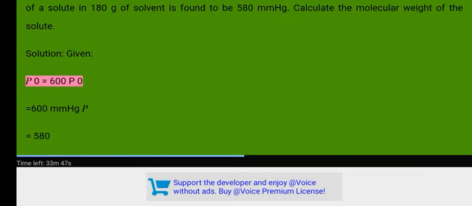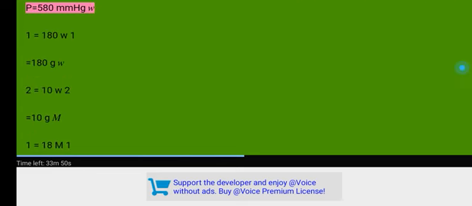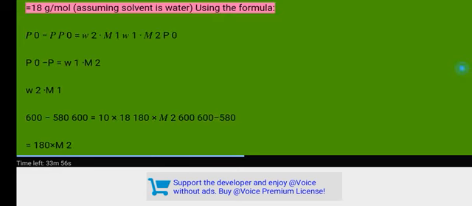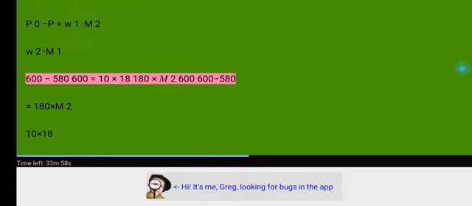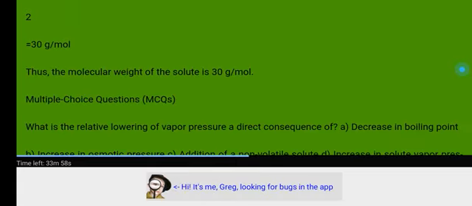Solution. Given: P0 = 600 mm of mercury, P = 580 mm of mercury, W1 = 180 grams, W2 = 10 grams, M1 = 18 grams per mole, assuming the solvent is water. Using the formula (P0 − P)/P0 = (W2 · M1)/(W1 · M2), we get (600 − 580)/600 = (10 × 18)/(180 × M2). Thus, the molecular weight of the solute is 30 grams per mole.